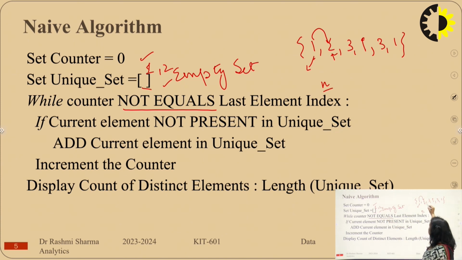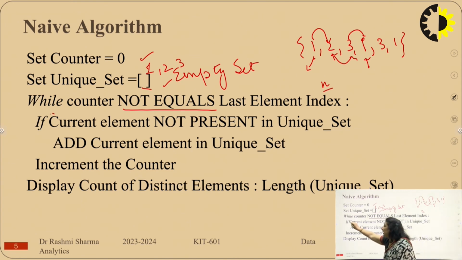Then I go to the next element. When the counter is incremented, we go to 3. Again I check for 3. 3 is not in the unique set. Then I add this 3 into the set. When I go for the fourth element, I find it is a 1, and now I check whether it belongs to my unique set or not. Yes, it belongs to the unique set. So I don't add this particular element to the unique set.